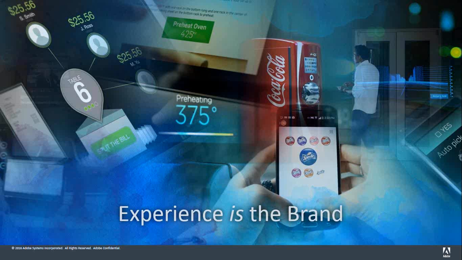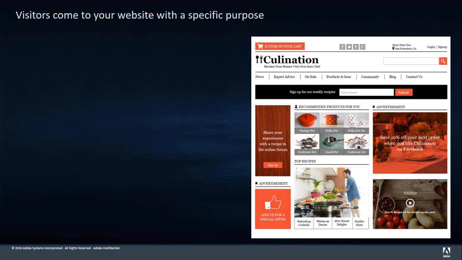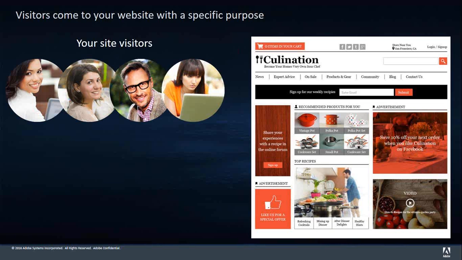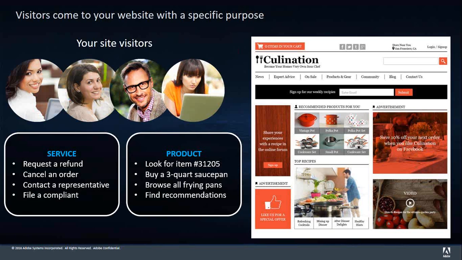So the really interesting thing when you go to a website is that the experience is the brand, how you interact with the website. For example, what do you do when you go to a website? Your site visitors can come for services or products. Services, for example, they can request a refund, cancel an order, file a complaint, or they may be looking for a product for a specific SKU ID that they get from a catalog or other specific place, or maybe they already have a product and want to replace it. Browse different things or find recommendations.